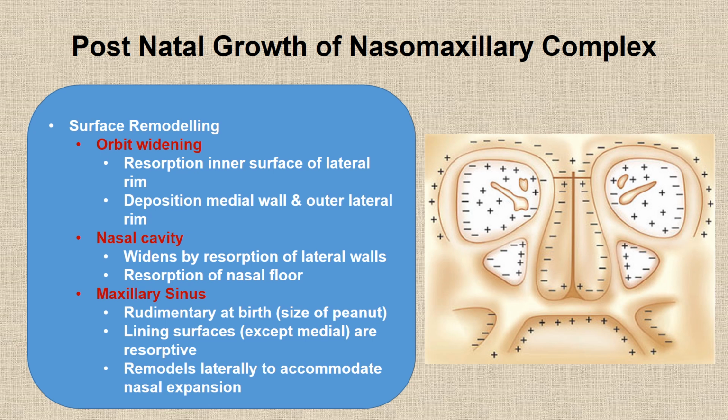Now, the maxillary sinus is rudimentary at birth. It's only the size of a peanut at birth. Now, the lining surfaces are resorptive except on the medial aspect. Now, it remodels laterally to accommodate nasal expansion.